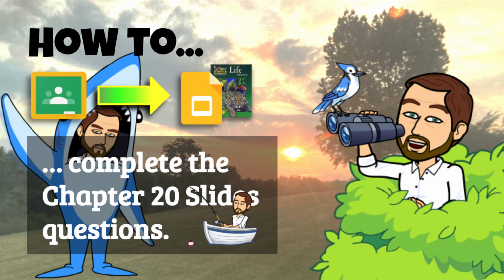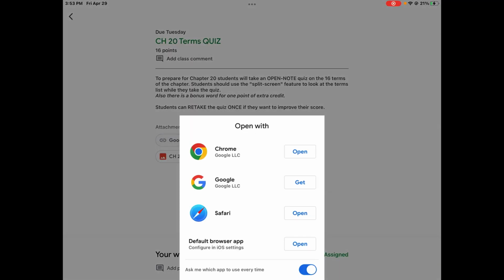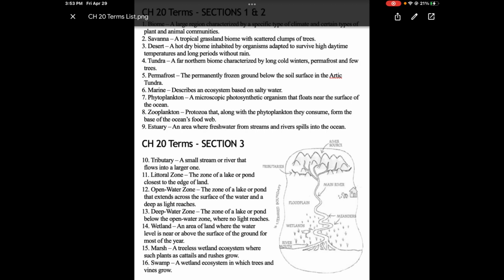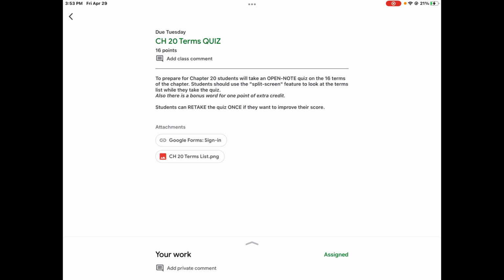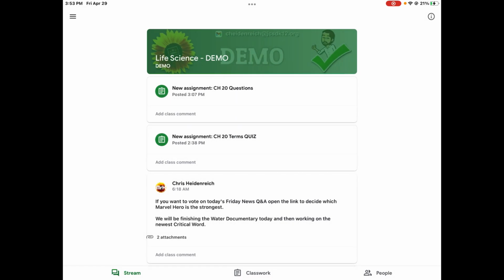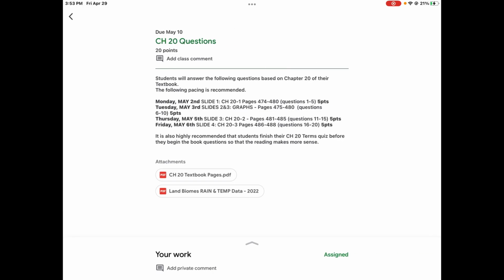This week we'll delve into Chapter 20. So right away on Monday, you should first go after the terms quiz. The terms are split in two because there's more this time. There's 16 and there's a bonus kicker. Once you have the terms done, remember you can try that twice in case you mess up. You are then ready to begin Chapter 20 book questions.